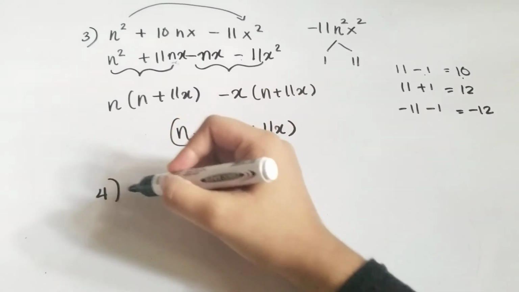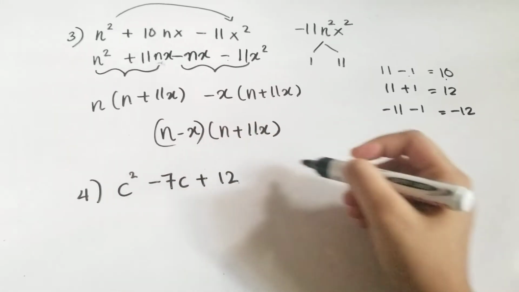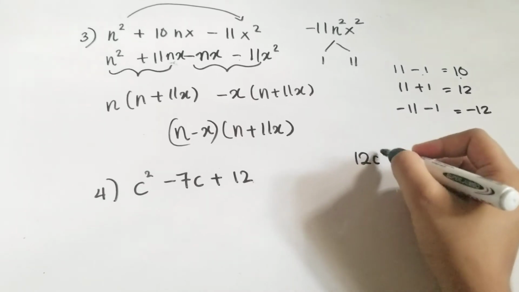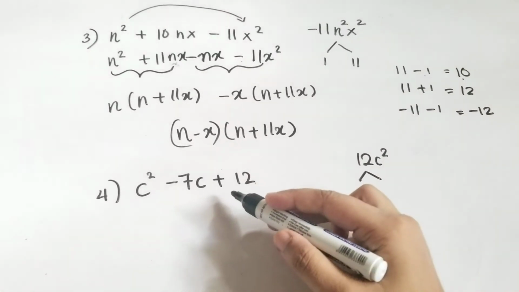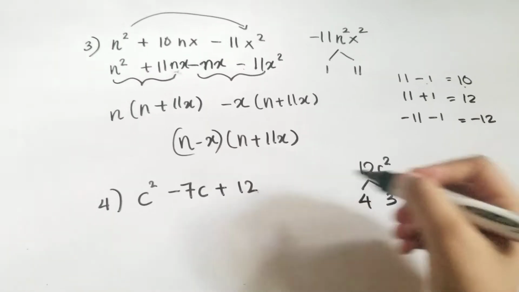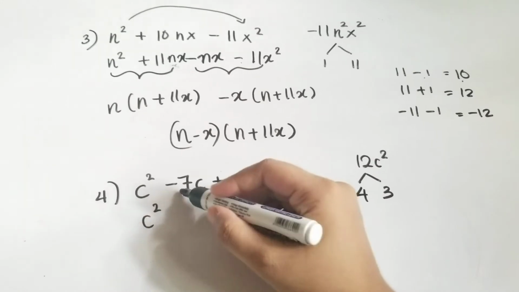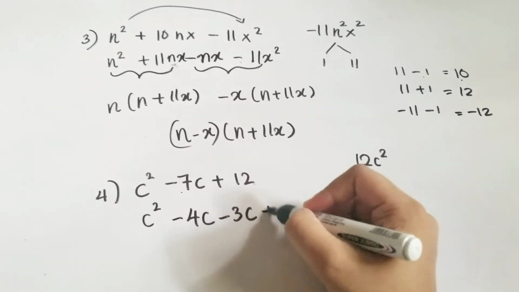Now we'll go to the fourth one: c squared minus 7c plus 12. You have to multiply, so you get 12c squared. What are the factors of 12? For this one, the suitable factors are 4 and 3. So if you need negative, you have to take c squared minus 4c minus 3c plus 12.